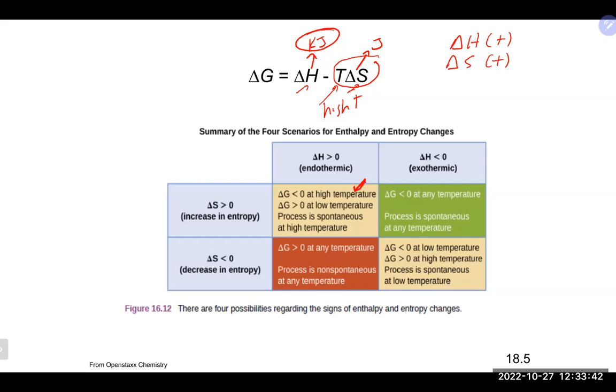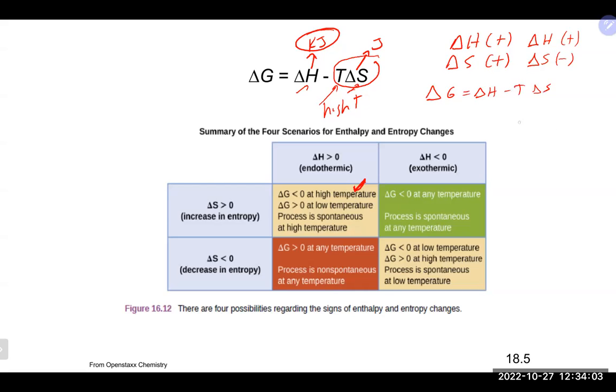Obviously, at low temperatures, it's going to be non-spontaneous because you won't have enough to overtake the first number there. If our delta H is positive and our delta S here is negative, so in this case, delta H minus T delta S.